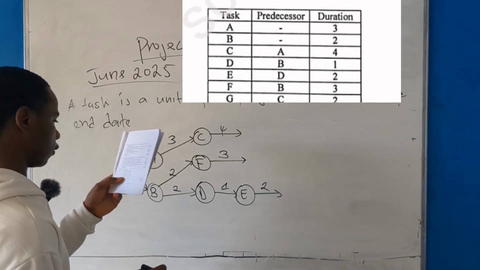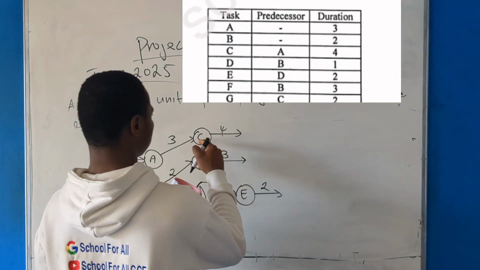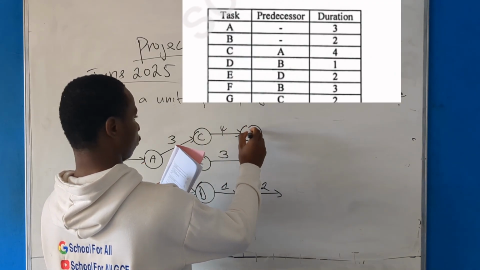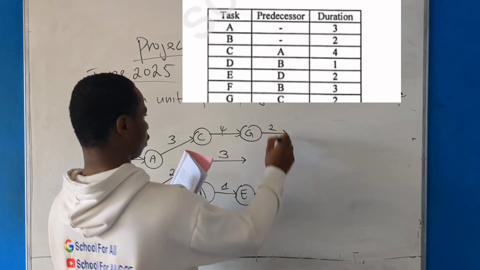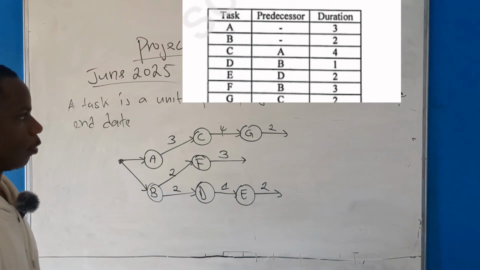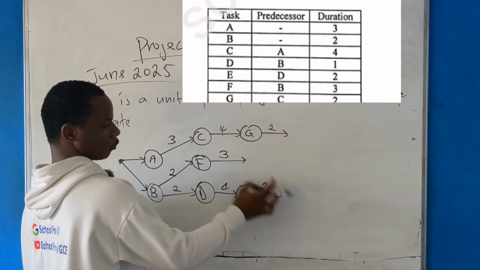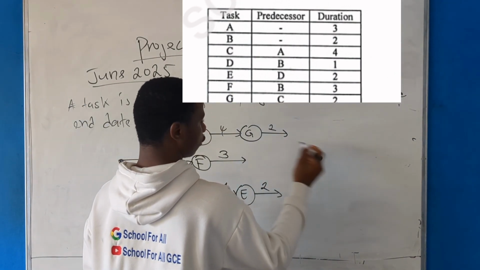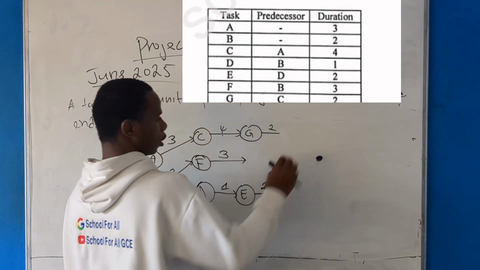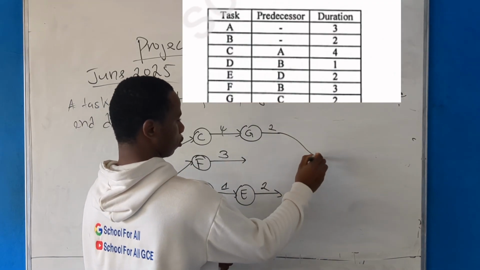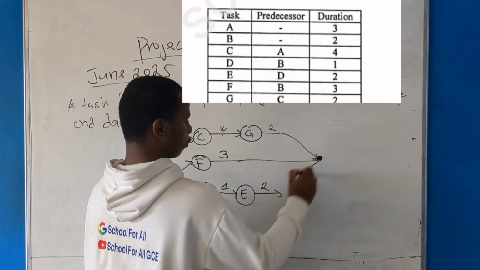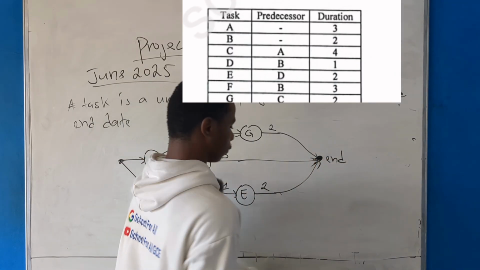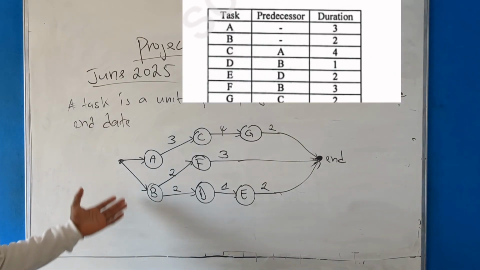Now, task G. Task G depends on C. Good. And the duration here is 2 days. And that's all. We are done with the table. But you'll realize that here we are having some floating arrows. So just draw your dot here. This dot here represents the end point. Good. This is the end point here. And you just clean this. You bring them here. Good. You clean this. You clean this also. You bring it here. Good. So here this is the end point. And that's all. So this is your PERT chart.